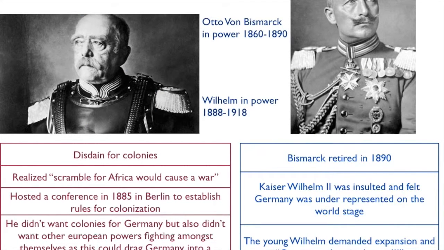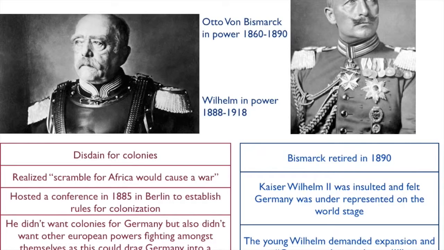Looking to Germany now, Otto von Bismarck was in power from 1860 to 19. He was replaced by Wilhelm, 1888 to 1918, and Wilhelm really changed the game, much more aggressive as a leader. Bismarck wasn't so much interested in war and power, Wilhelm was. And in fact, if you look at Bismarck, he had a disdain for colonies. He realized that Scramble Africa would only cause a war. He hosted a conference in 1885 in Berlin to establish rules for colonization. He didn't want colonies for Germany, but he also didn't want another European war because powers are fighting amongst themselves.